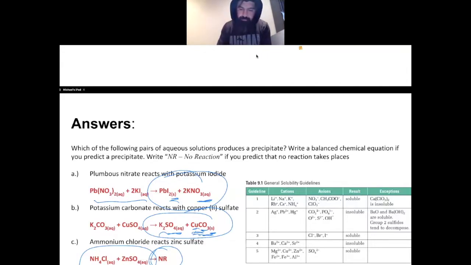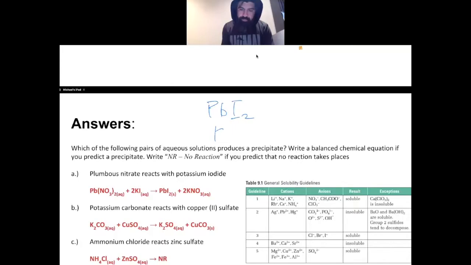Okay, so let's look at some of these here. So we had PbI2 and we had KNO3 as the two possible products formed in this first equation. So what we look at is, well, we're going to look at potassium on this table. And potassium, there it is.